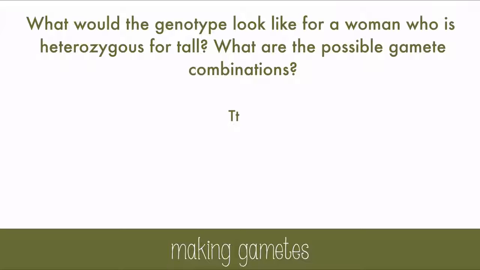Now, heterozygous means different alleles, so this will be written with a capital and a lowercase t. This also means that there are 2 possible gamete combinations, an egg with a big T for the tallness gene, or an egg with a little t for a short gene. Heterozygous traits will have more variation in their offspring.